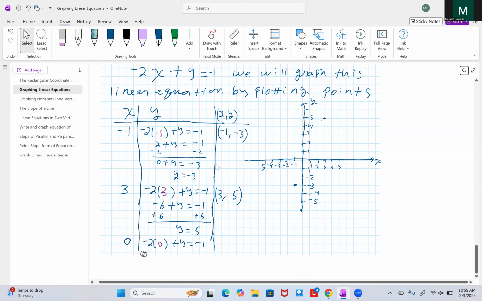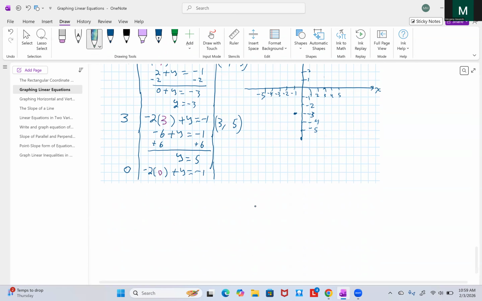So -2 times 0 is 0. 0 plus y is equal to -1. So the ordered pair is (0, -1). Okay, so let's put this point on the rectangular coordinate system.